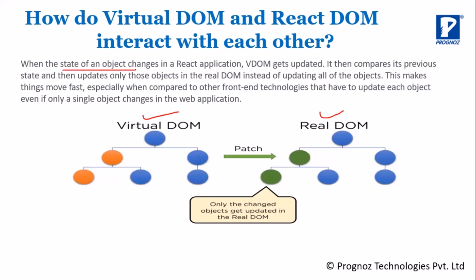When state of an object changes in the React application, virtual DOM gets updated. कुछ भी चेंज हुआ React applications के अंदर, तो कहां पर चेंज होगा? virtual DOM के अंदर. It then compares it to the previous state and then updates only those objects. जो change हुआ उतना ही update करेगा. In the real DOM, instead of updating all the objects, so that it makes things faster. Okay, when comparing with other front end technology.